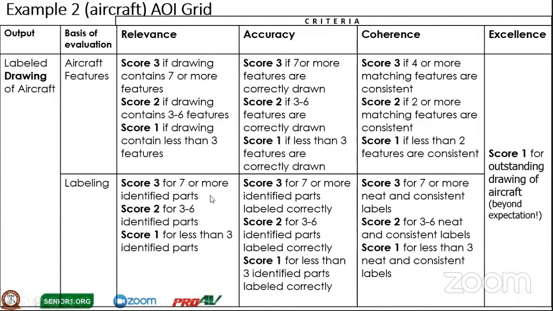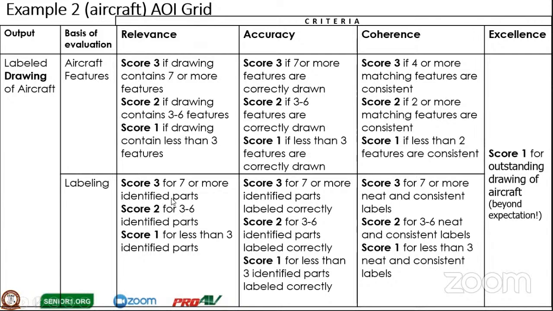For the labeling, I would also look at how many of the parts are labeled. You may have drawn 7. I gave here 7 marks, but only labeled 1. So labeling is another basis of evaluation. I'm looking at this same drawing now using another criteria: how many of these are labeled, and also are they labeled correctly?